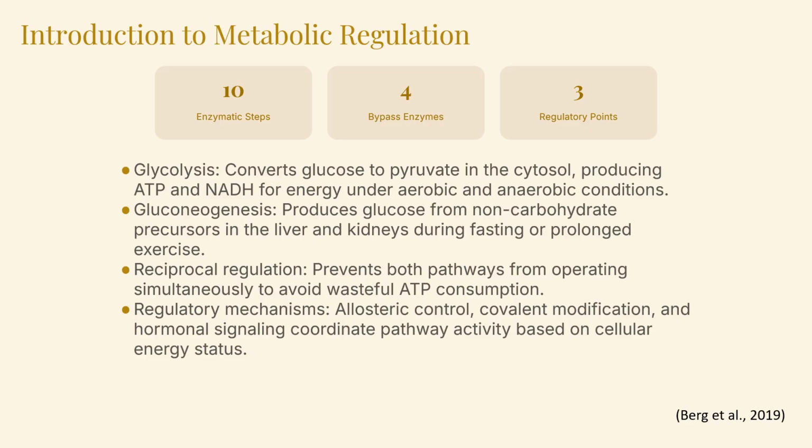Because glycolysis and gluconeogenesis perform opposite metabolic functions, the body tightly controls them through a process called reciprocal regulation. This ensures that when glycolysis is active, gluconeogenesis is inhibited, and when gluconeogenesis is active, glycolysis slows down. This coordination prevents a futile cycle in which glucose could be simultaneously broken down and synthesized, which in turn would just waste ATP and cellular energy.